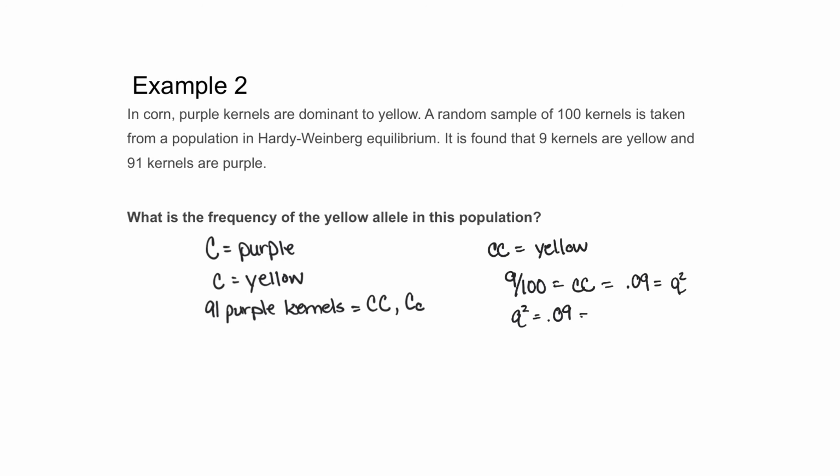This is equal to little c, little c, but we need to know the frequency of the yellow allele, not the yellow genotype. So we need to do the same thing we did on the other problem. We need to take the square root of both sides, and now we have q equal to 0.3. And this is our answer, our frequency of the yellow allele.